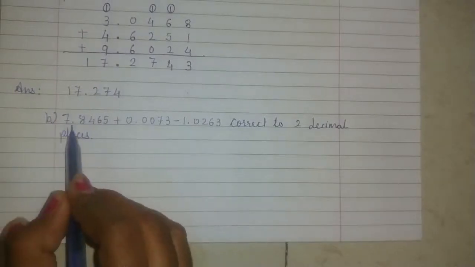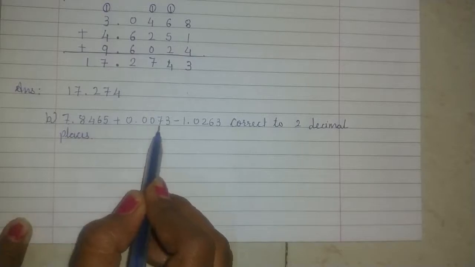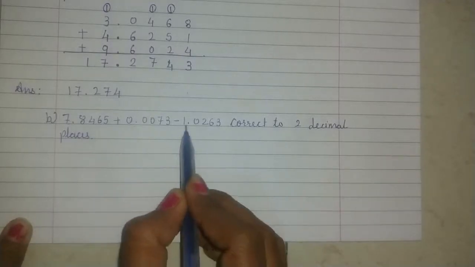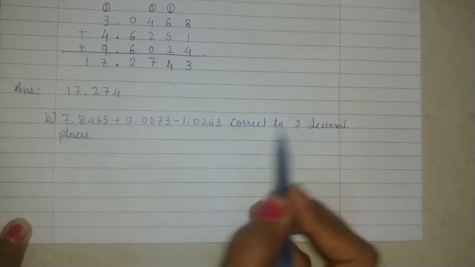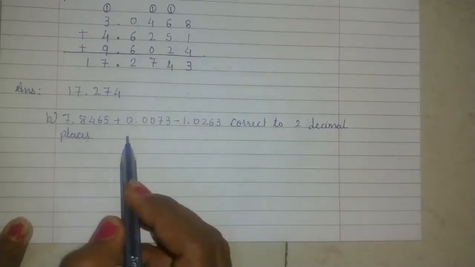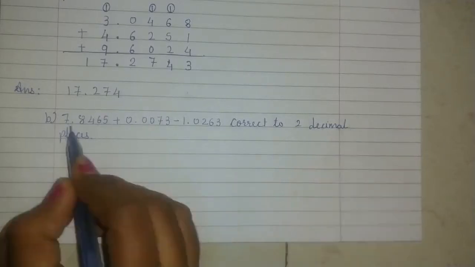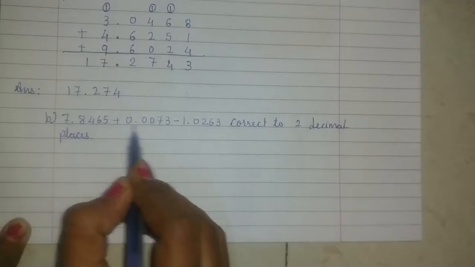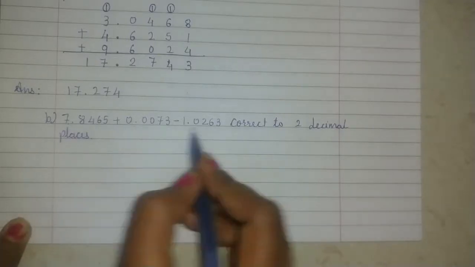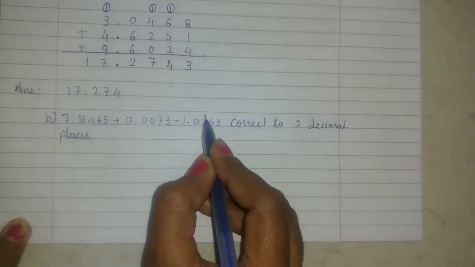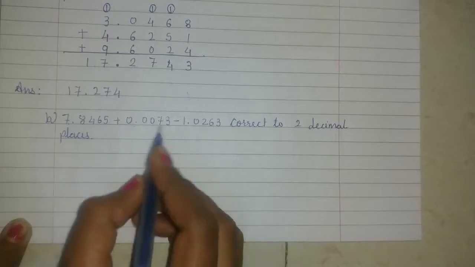So here we have 7.8465 plus 0.0073 minus 1.0263. Correct to 2 decimal places. So we want to round off to 2 decimal places. So first we'll do addition of these 2 numbers and we'll get an answer. From that we'll subtract this number. So first let's do addition of these 2 numbers.